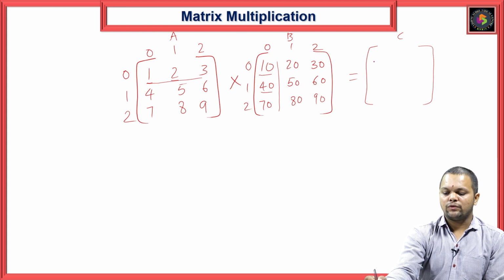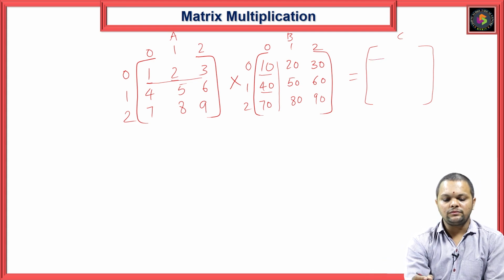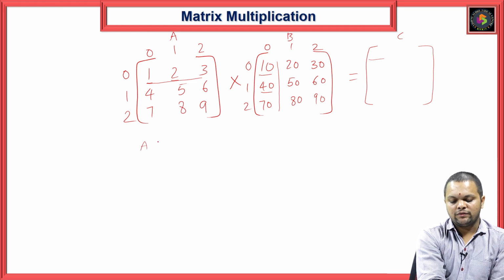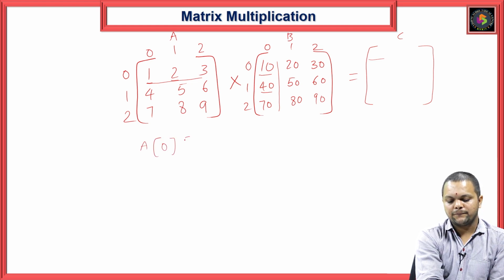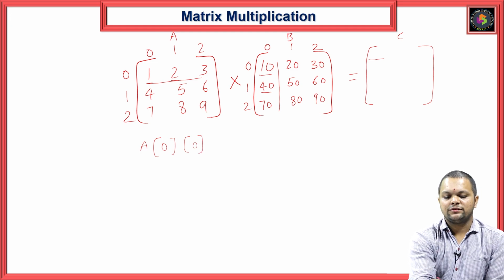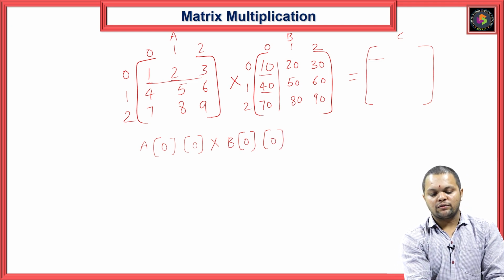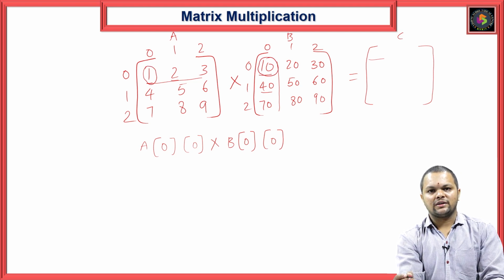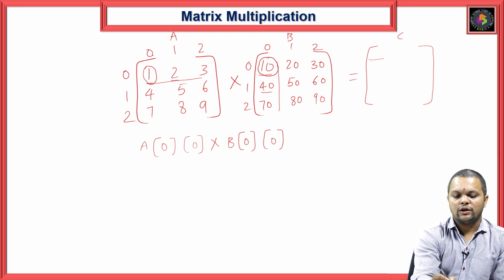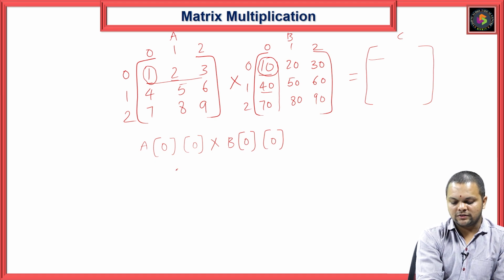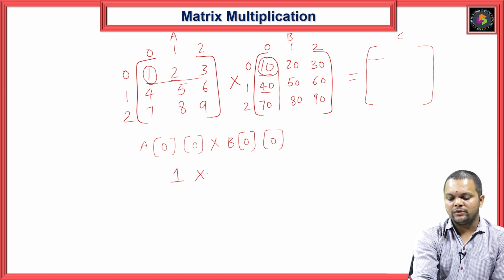If I want to find the value of C of 0, 0, first I need to take A of 0, 0. A of 0, 0 is this one, multiplied with B of 0, 0. In the first iteration, we take the value of A of 0, 0, this position, multiplied with B of 0, 0, this second position. So this is the first one. What is the value of A of 0, 0? That's nothing but 1. That is multiplied with 10.